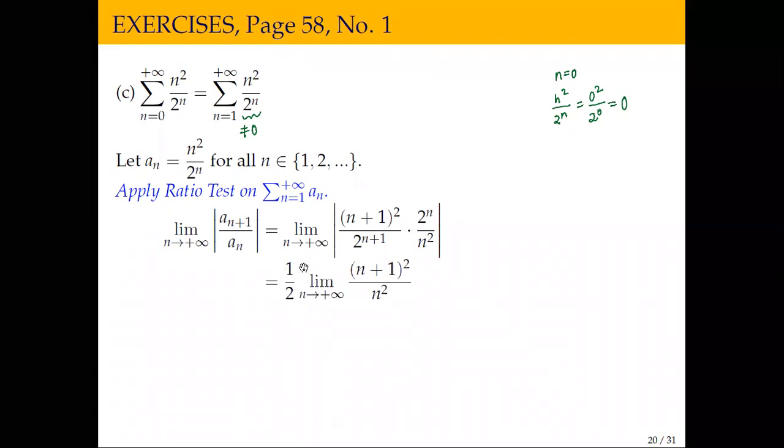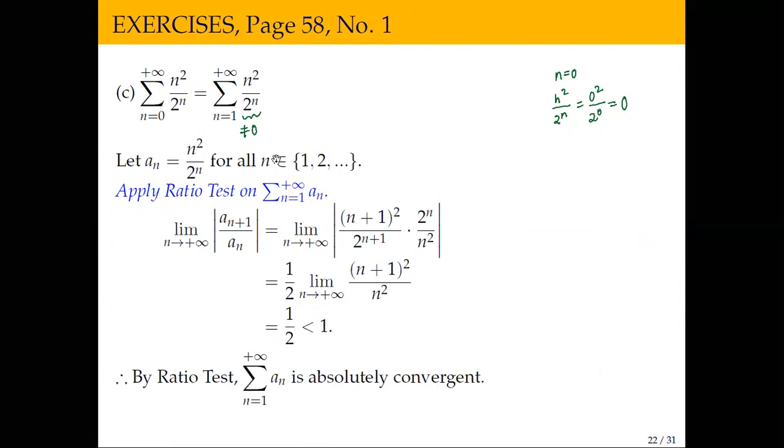So you have 1/2 here, and we know that n ranges from 1 to positive infinity. So the absolute value of n plus 1 squared over n squared is itself. So you have the following. And then evaluating the limit of this one, we get 1, and 1/2 times 1 is 1/2. So you have here 1/2, which is less than 1. Since we have shown that this limit is less than 1, we say from the ratio test that this infinite series is absolutely convergent. And this is our conclusion for letter C.